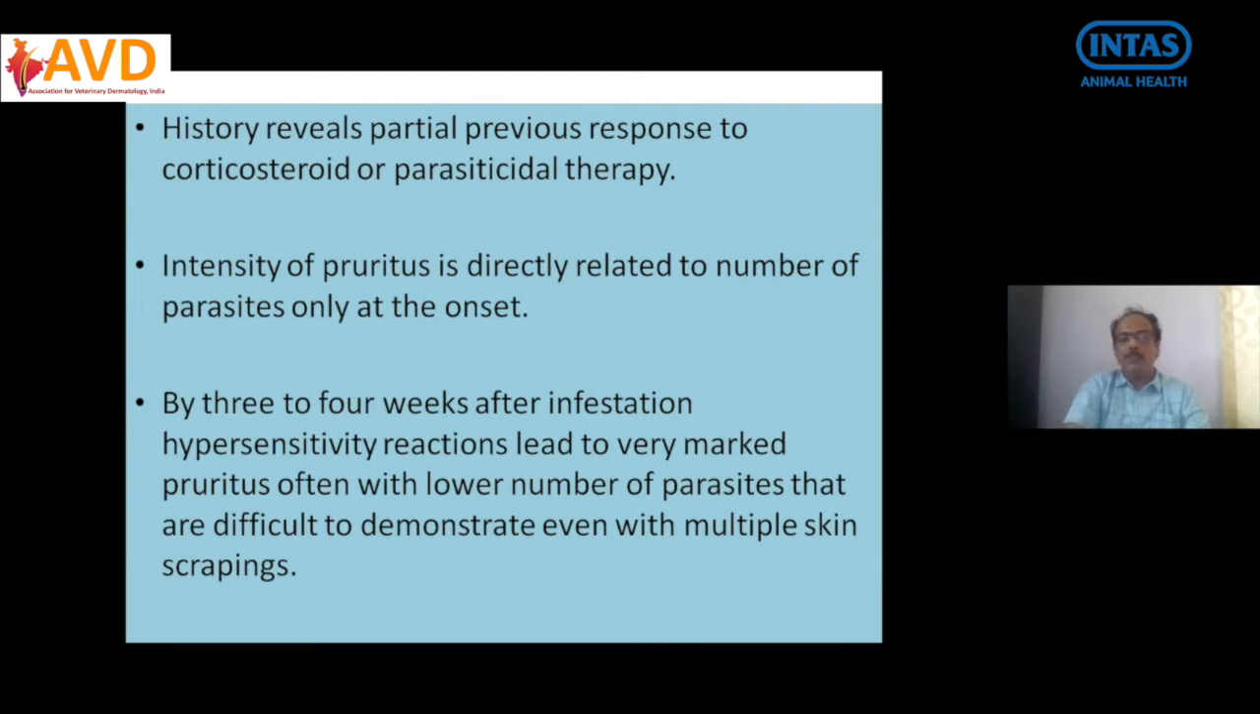And the intensity of pruritus is directly related to the number of parasites only at the onset. Only at the beginning of the disease, the intensity of the pruritus and the number of parasites are directly correlated. But later on, instead of the number of parasites, the hypersensitive reactions will take charge and it will lead to more intense clinical signs, especially pruritus, and you will not be able to demonstrate even an organism in later cases. Animal may be itching a lot, but upon skin scrapings, there will not be any organism, but the case may be a sarcoptic mange. So that also you should keep in mind.